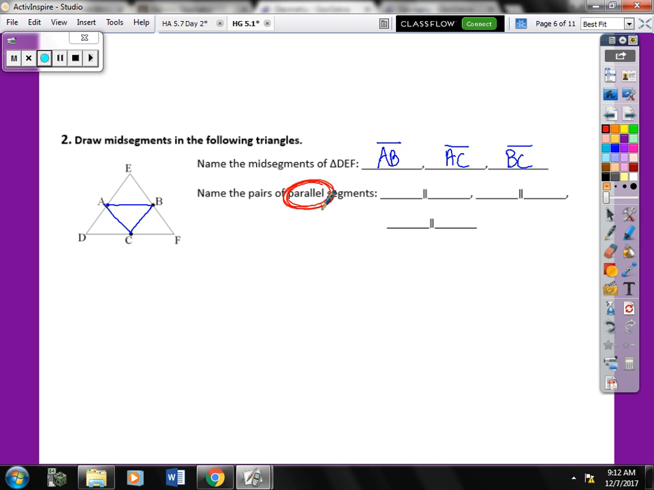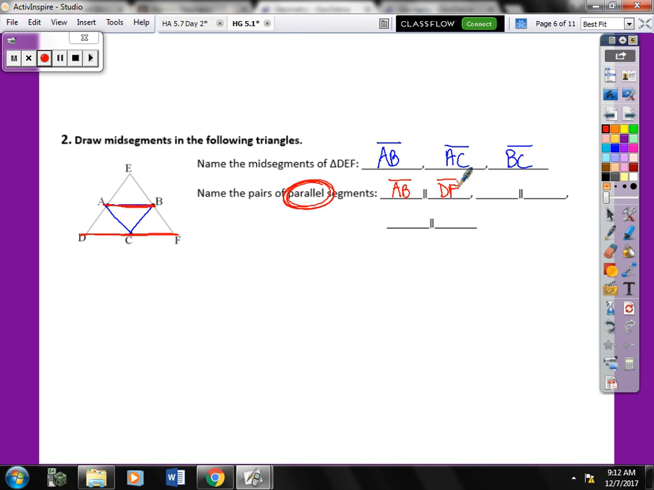Segment AB is parallel to segment DF. Good. The mid-segment AB has to be parallel to the third side, which is DF. That's usually the easiest one to see. Mid-segment and the third side.